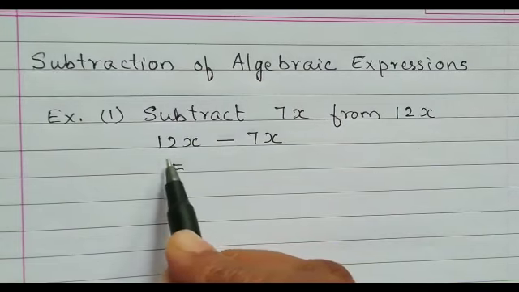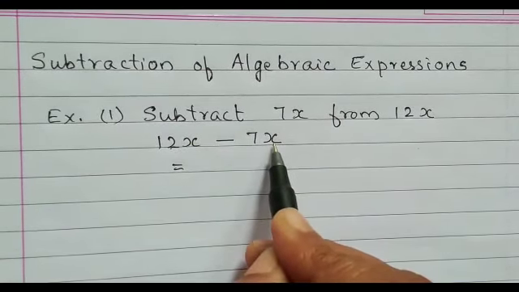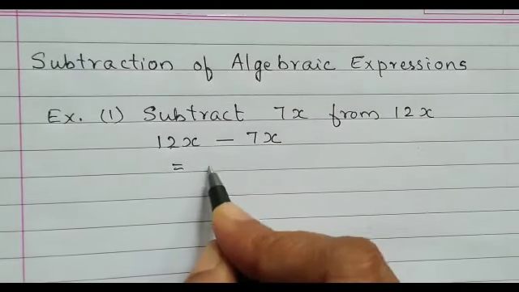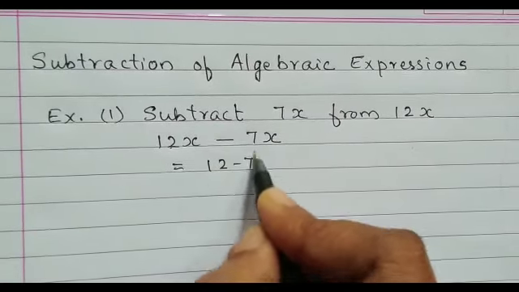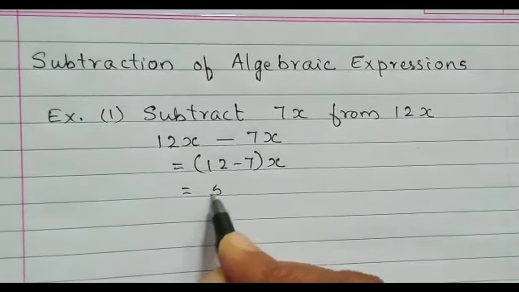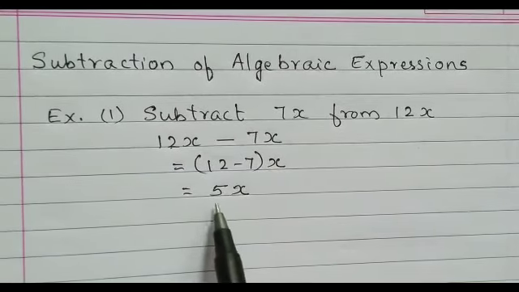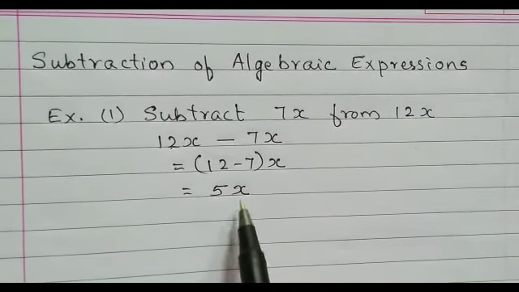So, when you subtract, all you have to do is subtract the coefficients and write the variable as it is. So, you'll get 12 minus 7 multiplied by x. 12 minus 7 is 5 and multiplied by x you get 5x. So 5x is your answer.